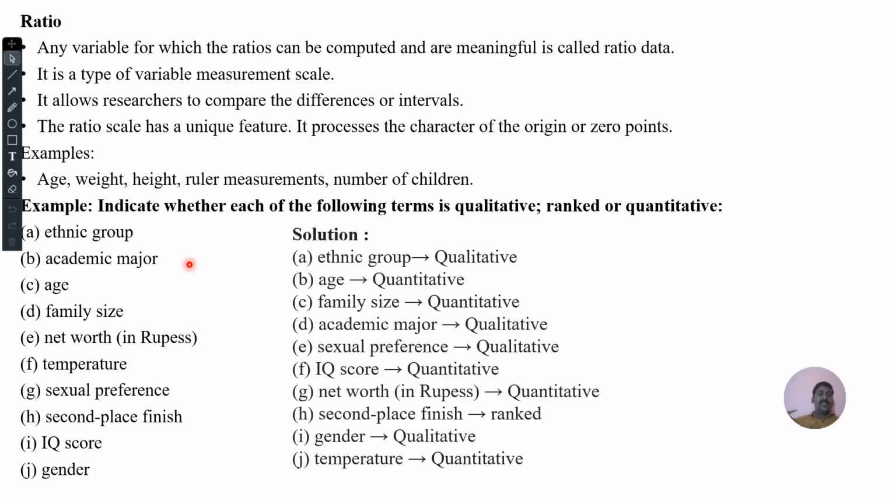Sexual preference, male or female, belongs to qualitative data. Second place is also ordinal data; it's also qualitative data. IQ score belongs to quantitative data. His IQ score is 500, 90, 70, so we can measure it. Gender is also qualitative data, and it's ordinal data.